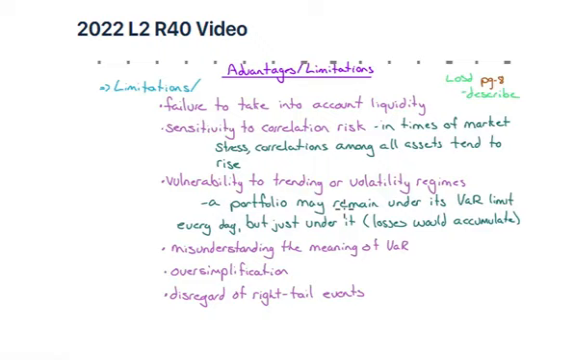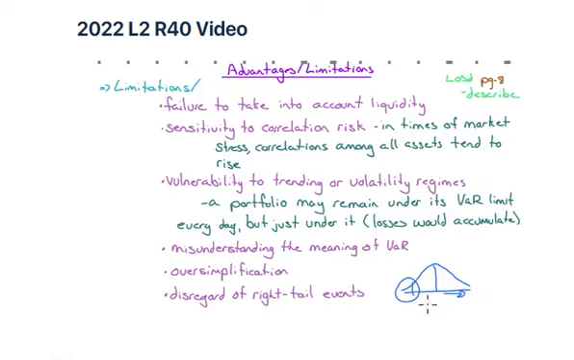Oversimplification and disregard of right tail events. Right tail events, now you're thinking, well, who cares about right tail events, right? This is what we want. We want those right tail events. But it's a limitation. VaR only pays attention to this. It does not pay attention to what your opportunities could be.